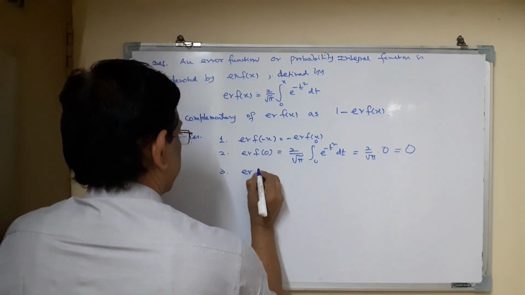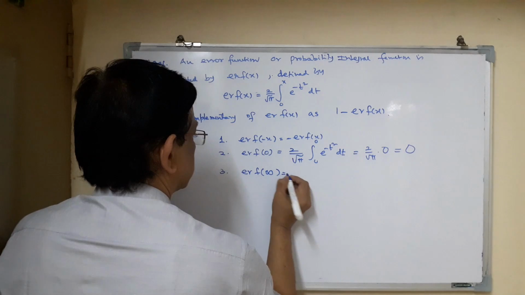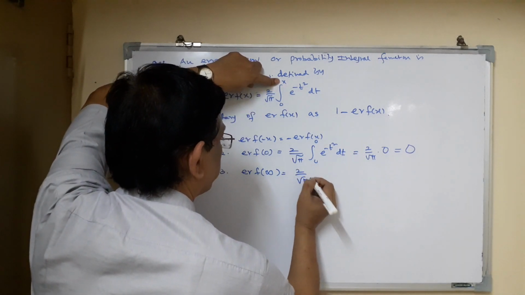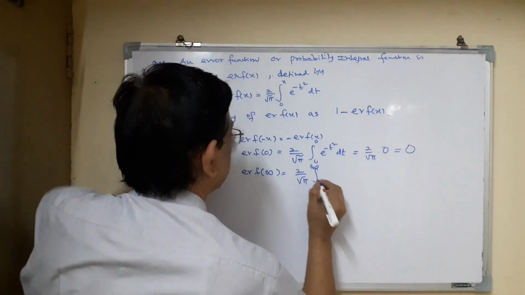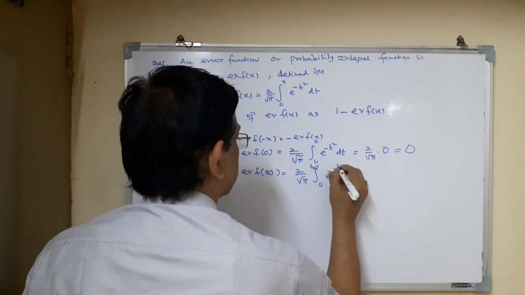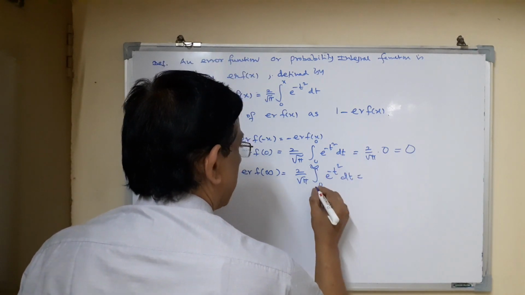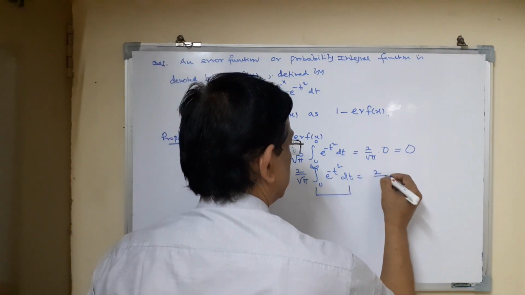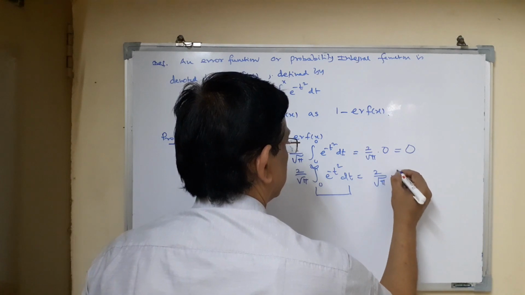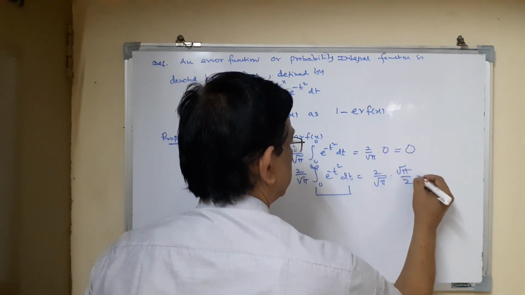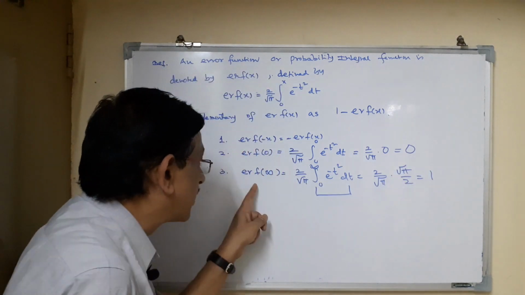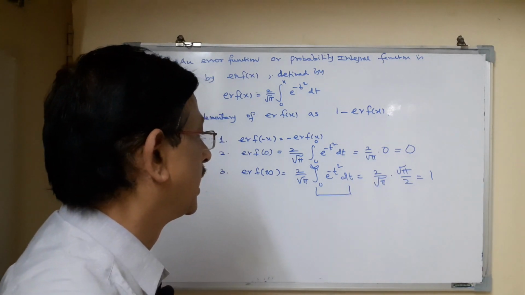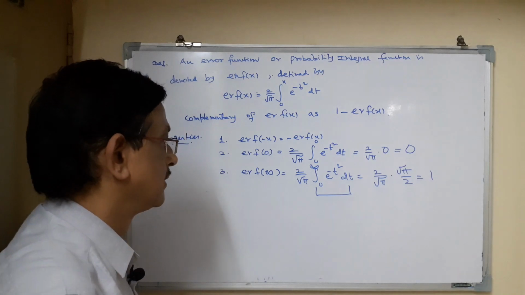Let us see error function of infinity, because x runs up to infinity. So 2 by root pi, 0 to infinity e power minus t square dt. Already I have evaluated this in the earlier class. So 2 by root pi into root pi by 2, which is 1. So error function of infinity is 1. This is called Gaussian integral.